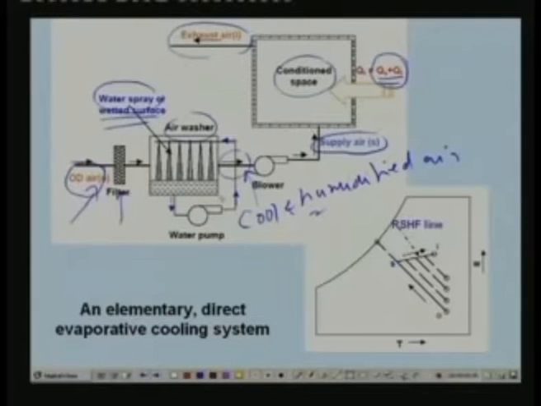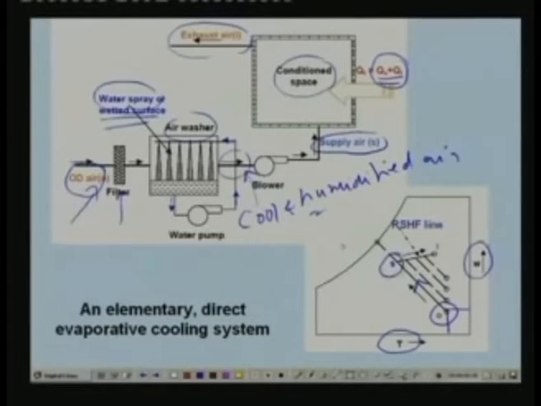The same thing is shown on the psychrometric chart here. We have the dry bulb temperature on the x axis and humidity ratio on the y axis. Point O is the condition of the air at the inlet to the system. As you can see here, the temperature is high and humidity is low. That means the air is hot and unsaturated. As it flows through the evaporative cooler or air washer, it gets cooled and humidified, so its temperature reduces and its humidity increases. That means it follows the process OS, so it moves in this direction.